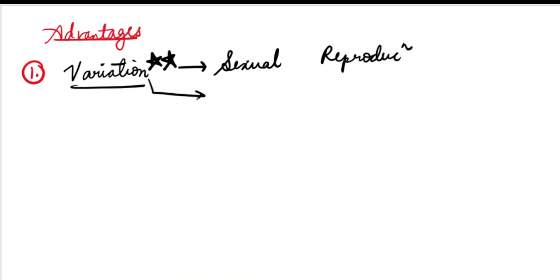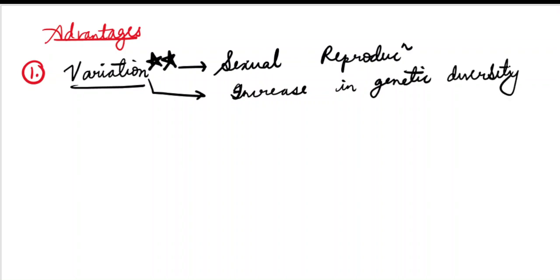And if there is variation, then there will be an increase in genetic diversity. So you will get more diversity because of variation. And this will give better health, better fitness, better strength, and good genes will be there in the plant. And this is what is required. We need variation. So this is a very important advantage.